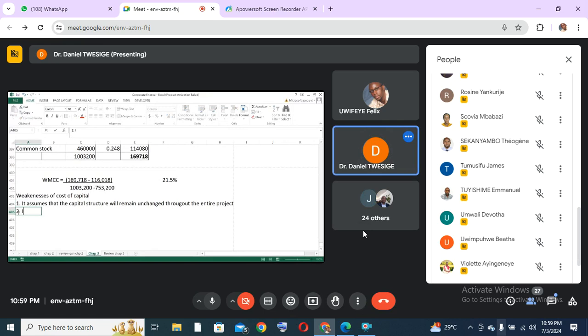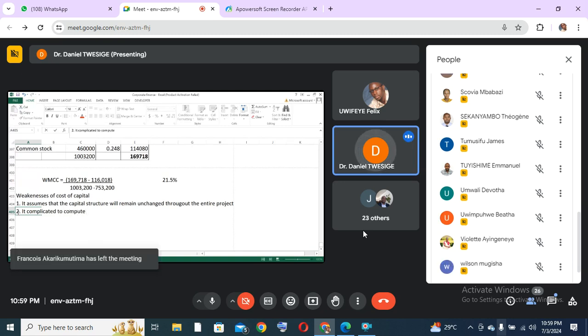Number two, it is complicated to compute in practice. In theory, when you have the data, it's not very complicated. But in practice, it is based on a lot of assumptions if you are to compute the cost of capital. So in practice, it is very complicated to compute.